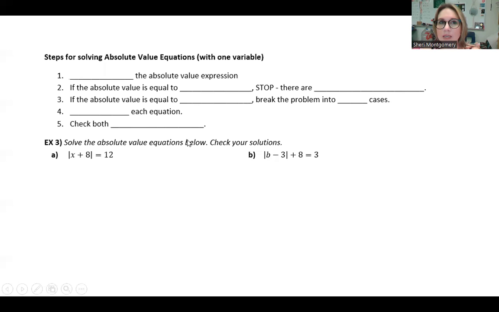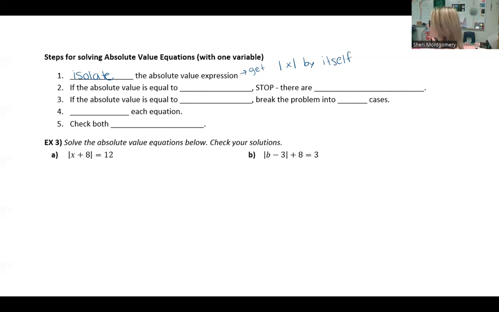We've got this big paragraph here of steps. So we're going to go through. When we go to solve absolute value problems, we have to first isolate the variable, or sorry, isolate the absolute value. That just means get whatever is inside there. I'm just going to put that by itself.